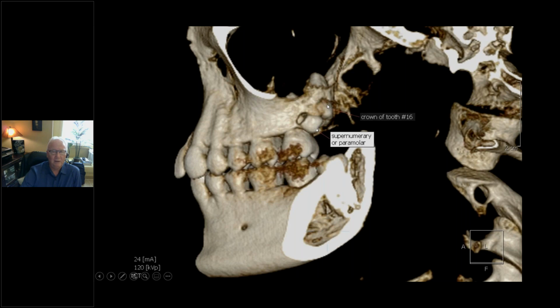But if you look up here, 16 is unerupted, okay, because it's impacted and it's being impeded by a developing supernumerary out here. Looks like it's just hanging on in the sulcus. So you don't have to worry about seeing that on 2D images and kind of trying to figure out where it is. You just visualized it.